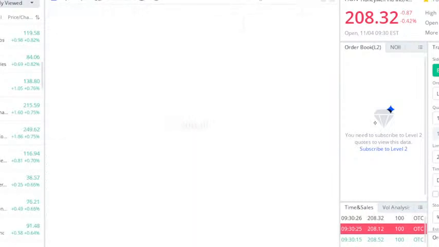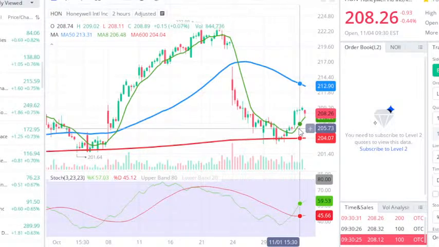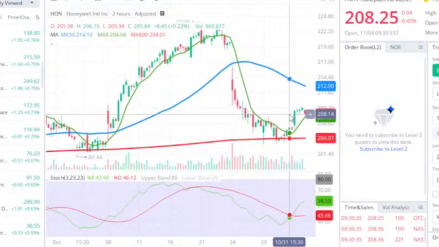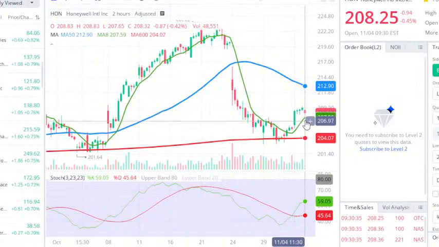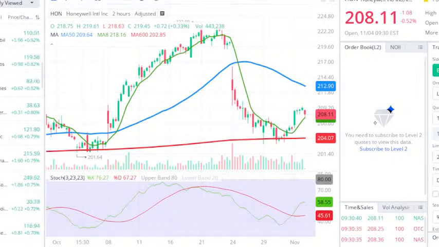Let me see the 2 hours. You see the 2 hours, the price went there and it's trying to break that EMA MA50, but unfortunately it didn't break through. It's trying to have a cool off there. I don't mind the cool off because the market just opened right now.